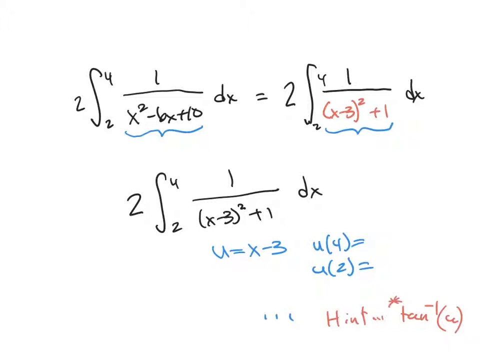But this part here is the key to being able to compute this definite integral. And that is that we use completing the square to transform the denominator from x squared minus 6x plus 10 into x minus 3 quantity squared plus 1. Hopefully that helped, and I'll leave this to you to finish the rest of the problem.